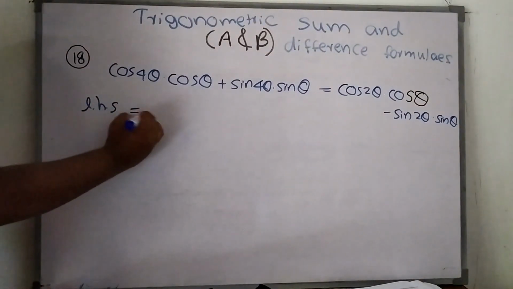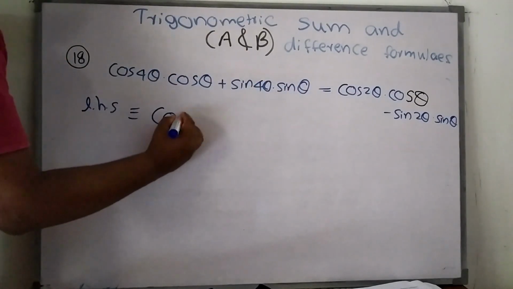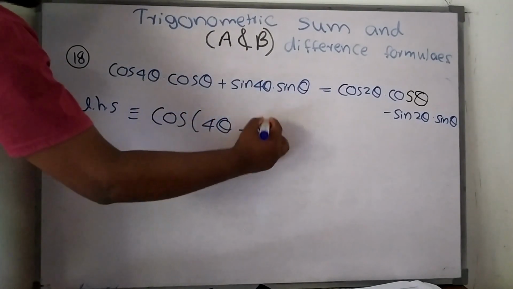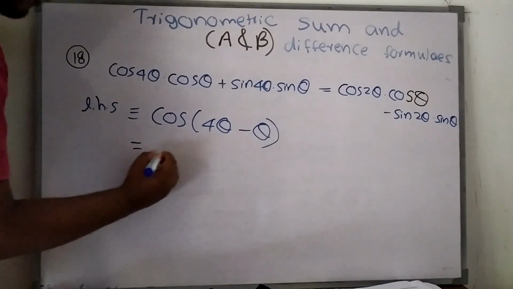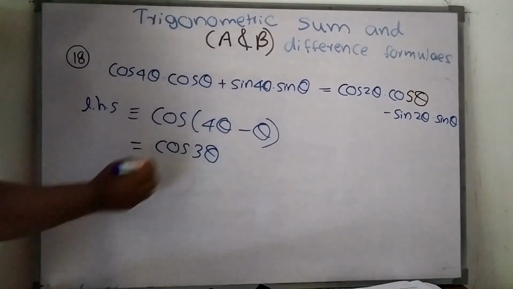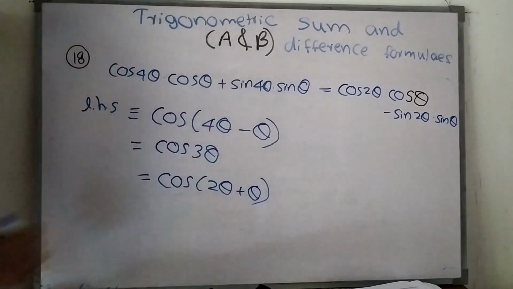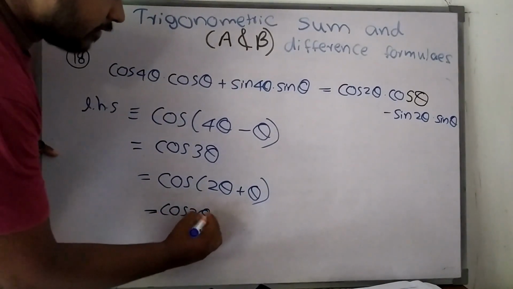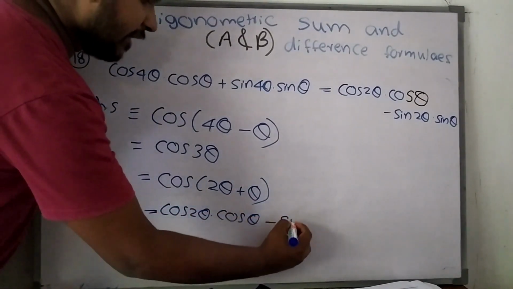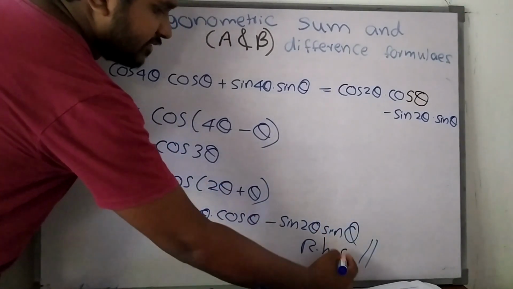Right, so I'm just starting from the left hand side. So what is this? This is equal to cos of 4 theta minus theta, which is cos 3 theta. What is cos 3 theta? It is 2 theta plus theta. So now we can expand this: cos 2 theta cos theta minus sin 2 theta sin theta. So this is the RHS.